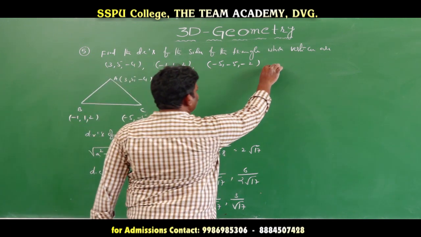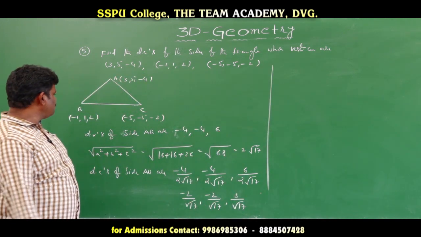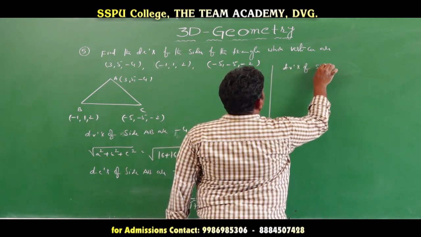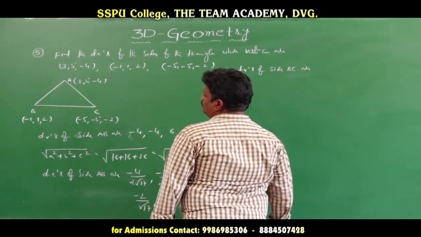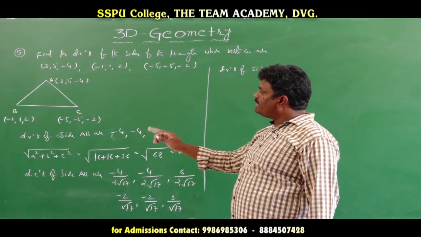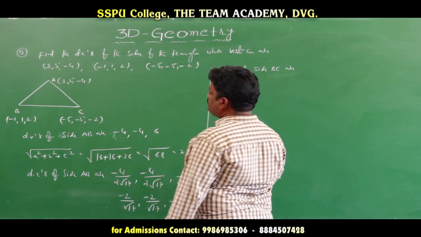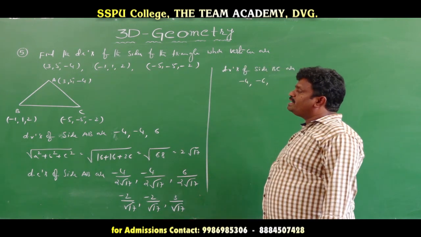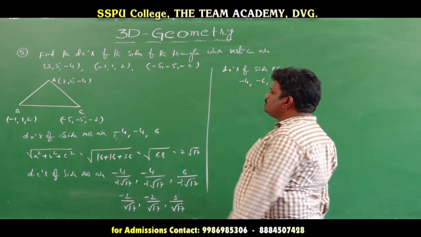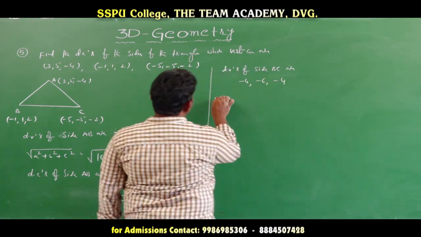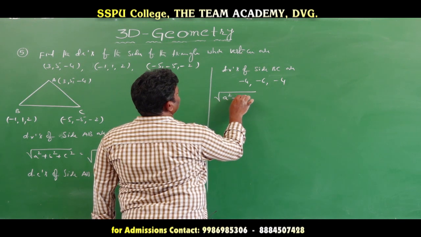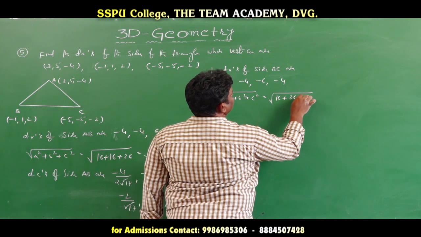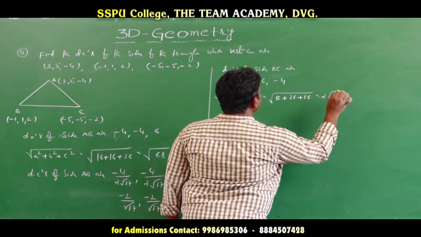Similarly, for side BC, this is the calculation part only. The direction ratios of side BC are: minus 5 plus 1 is minus 4, minus 5 minus 1 is minus 6, minus 2 minus 2 is minus 4. Then A square plus B square plus C square is 16 plus 36 plus 16, again 2 into root 17 only.